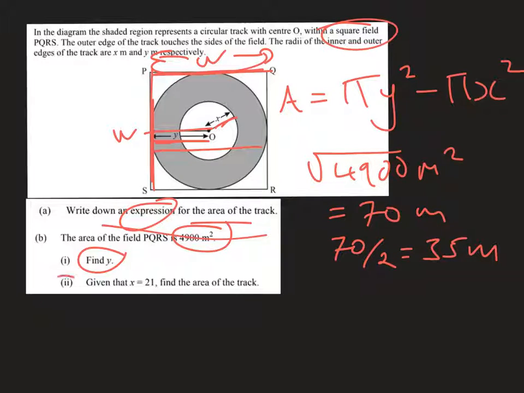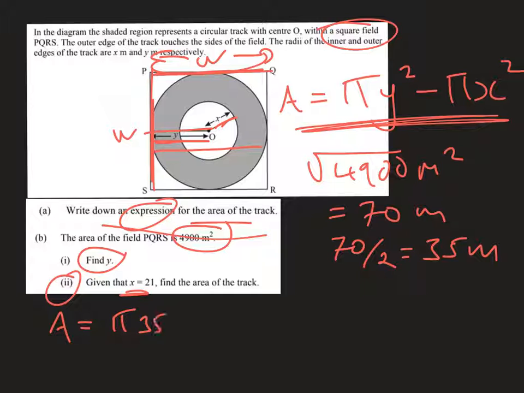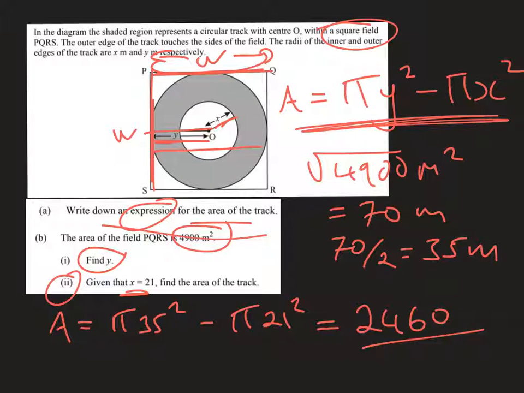For the final part in B part 2, we are told that x is equal to 21 and we need to find the area. So if you go back to the original area expression, you can substitute in A equals pi times y squared. We said y was 35 squared minus pi times x squared, which we can express like that. And if you calculate that, it's going to give you an answer of 2,460, correct to 3 significant figures.